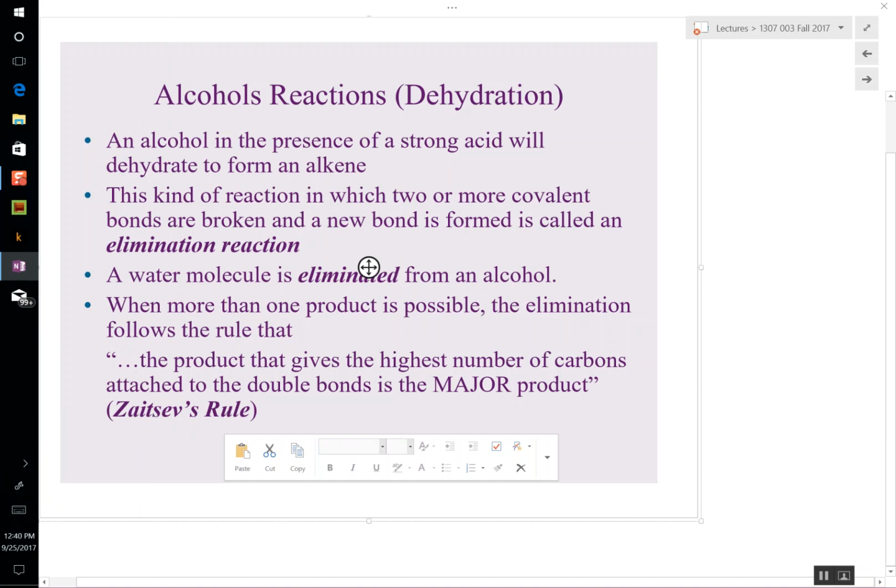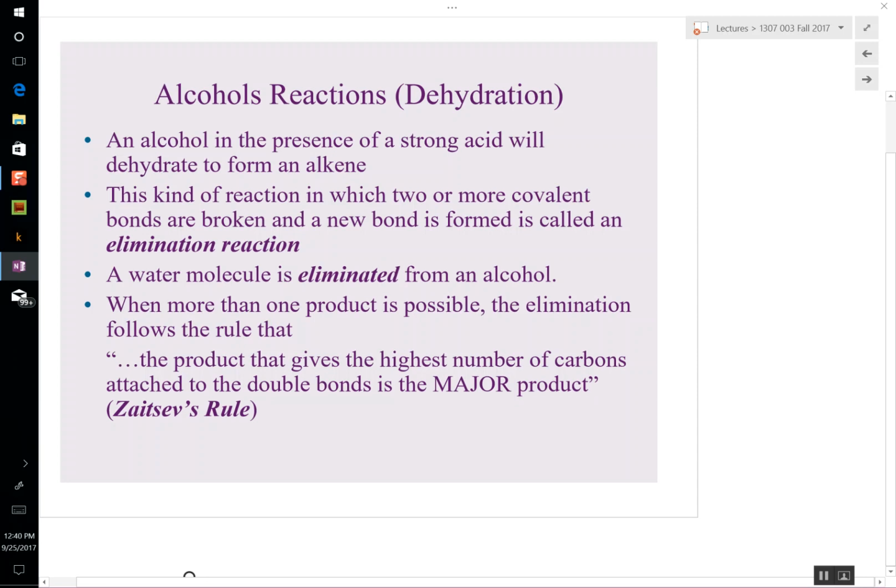All right. We talked about how to make alcohols. Hydration of an alkene makes an alcohol. The hydrogenation of an aldehyde or a ketone makes an alcohol. We talked about the reactions of alcohols, particularly oxidation. Primary, secondary, and tertiary alcohols oxidize differently. Not sure we looked at any other reactions, but let's look at this one.